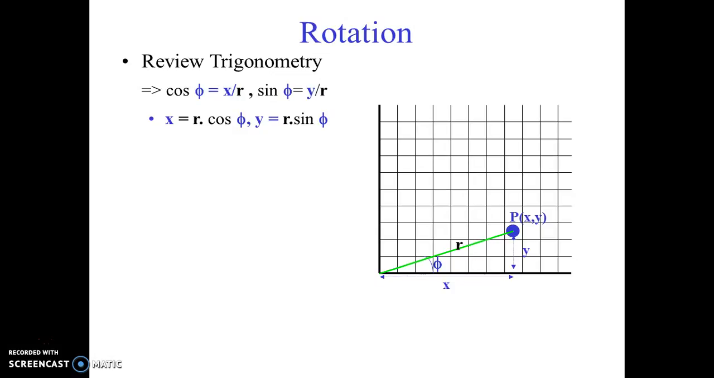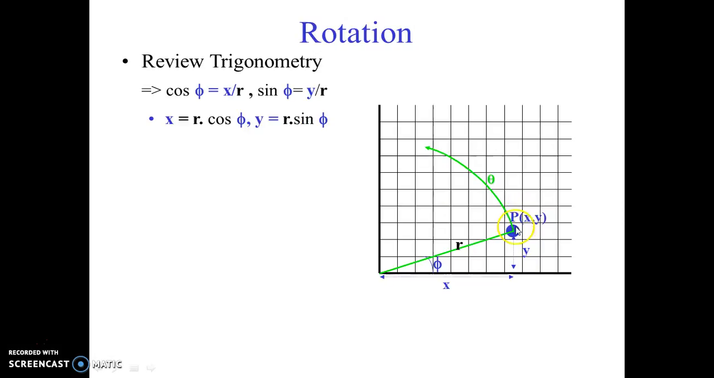Now for this we need to revise some trigonometry. Suppose the original point is P, x, y. This point x comma y is at an angle of phi from the x axis. So cos phi equals x upon r, that is base upon hypotenuse, and sin phi equals y upon r, which is height upon hypotenuse. This can be rewritten as x equals r cos phi and y equals r sin phi.